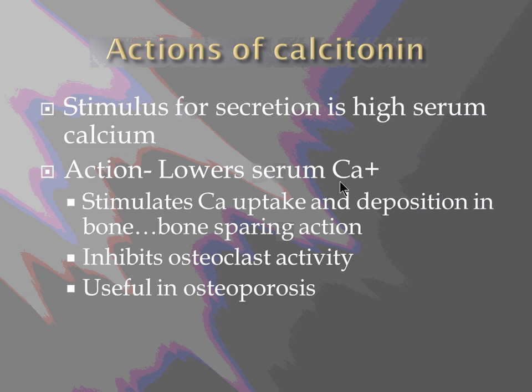How does it reduce serum calcium? It actually stimulates calcium uptake by bone. It takes the calcium from the blood and pushes it into bone. So this is known as a bone sparing action. That means it doesn't cause removal of calcium from bone. In fact, it builds bone. They have a synthetic calcitonin known as miacalcin, which is obtained from salmon. This miacalcin has been used to treat osteoporosis, where bone becomes extremely brittle and fragile because the bone density is less.